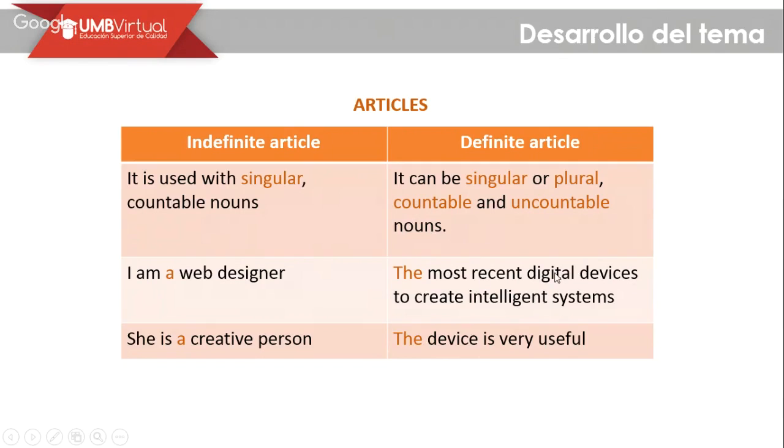Si hablamos de que los dispositivos digitales más recientes, estamos ya enfocándonos en diferentes sustantivos con los cuales ya nos hemos familiarizado. The device is very useful. Ya sabemos qué tipo de dispositivo estamos hablando. It could be about a cell phone, a computer, or a TV, or whatever. Yes, but you already knew. The speaker already knew the information she or he is talking about.